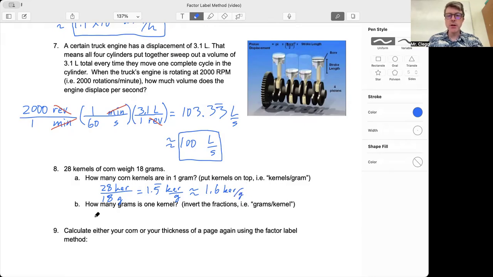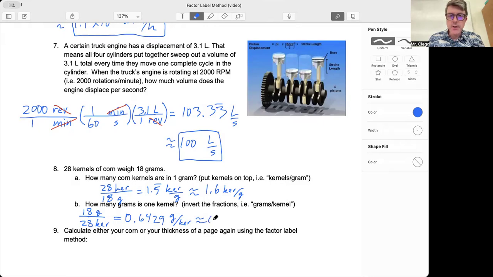We could do it the other way around. If we want to know how many grams is in one kernel, whichever one is supposed to be one, we put that one on the bottom. So kernels on the bottom, we have 28, we have 18 grams. These are probably not accurate numbers at all. I just made them up. But here you go. If you have 18 grams per kernel, you can do 18 divided by 28, and you're going to get 0.6428, let's call it 29 grams per kernel. And of course, we have to round that to get our two sig figs.